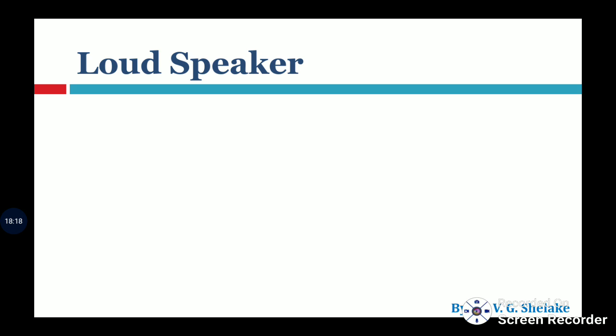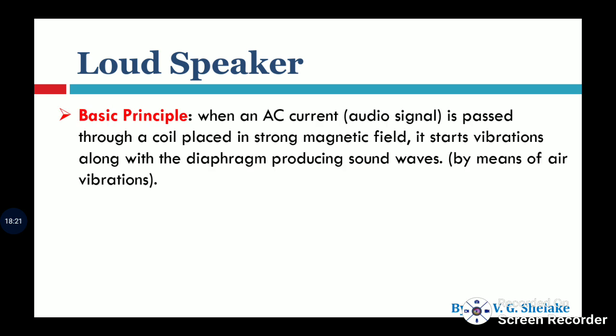This loudspeaker is based on a very basic principle: when an AC current, meaning an audio signal coming from an amplifier or some other device, is passed through the coil placed in a strong magnetic field, it starts vibrating along with the diaphragm, producing sound waves. Sound wave is nothing but compression and rarefaction of the air particles. So the basic principle is that when current flows through the coil placed in the strong magnetic field, it starts vibrating along with the diaphragm, which is nothing but a paper cone.